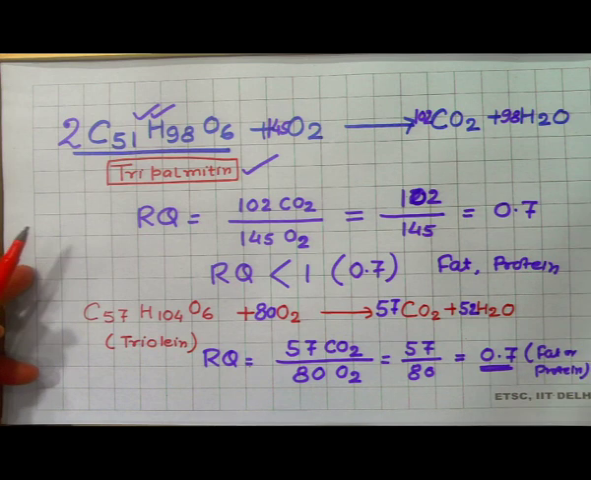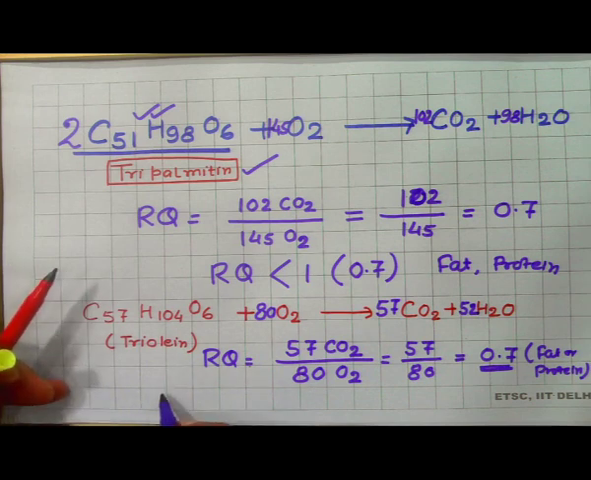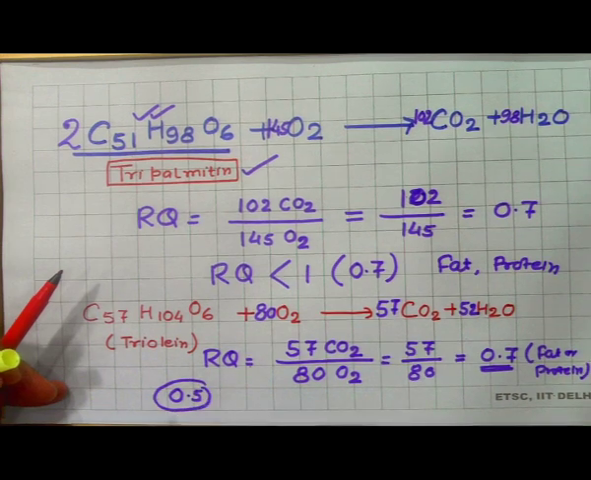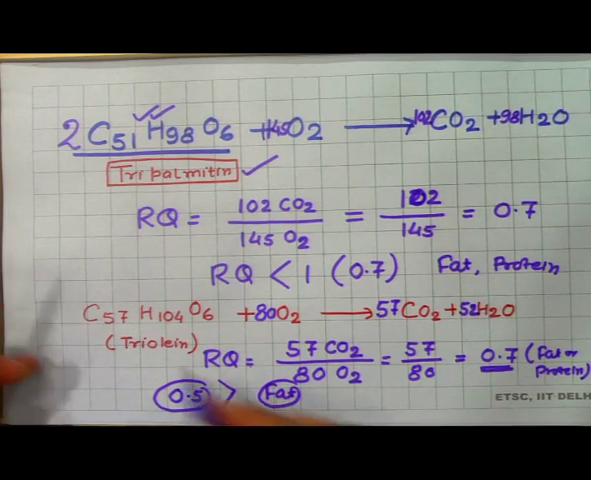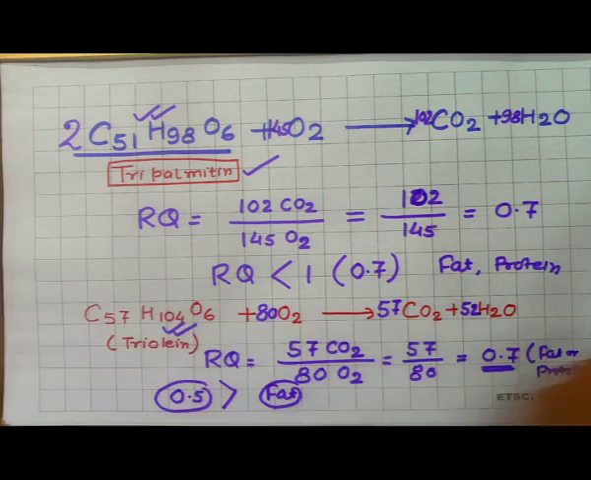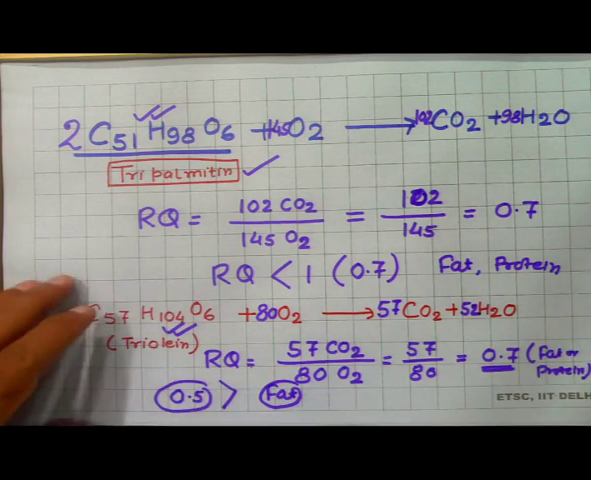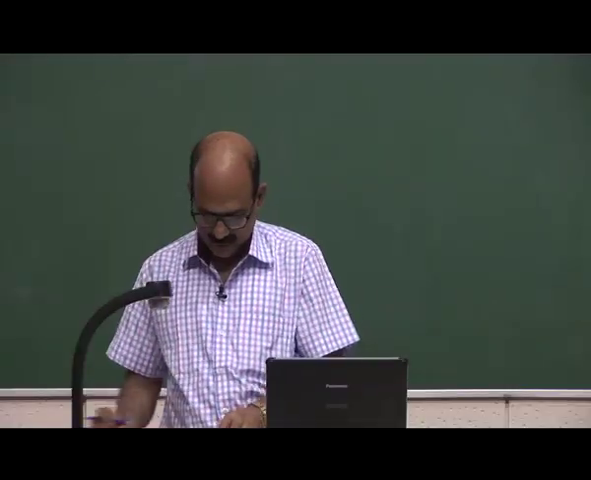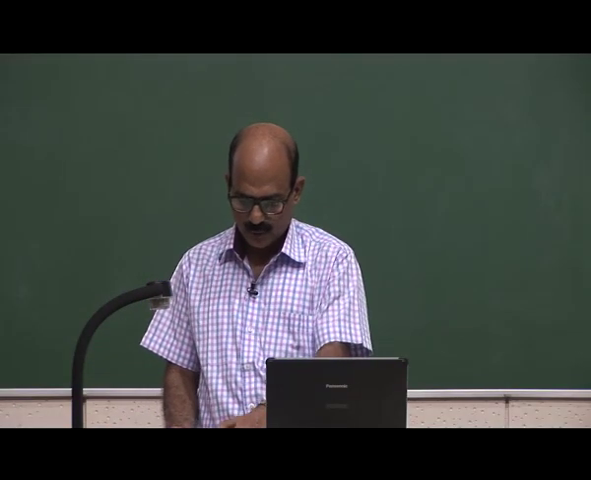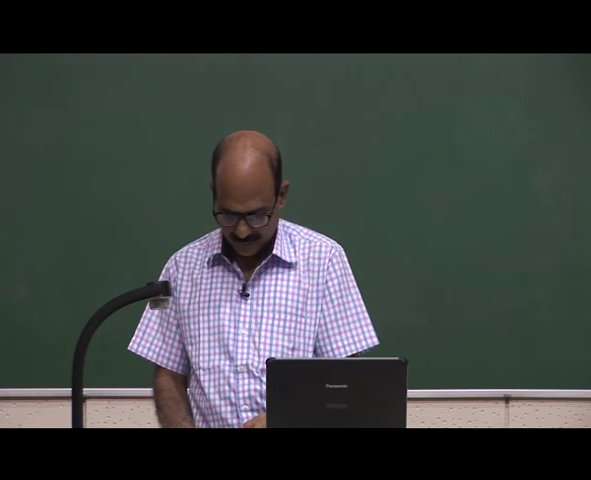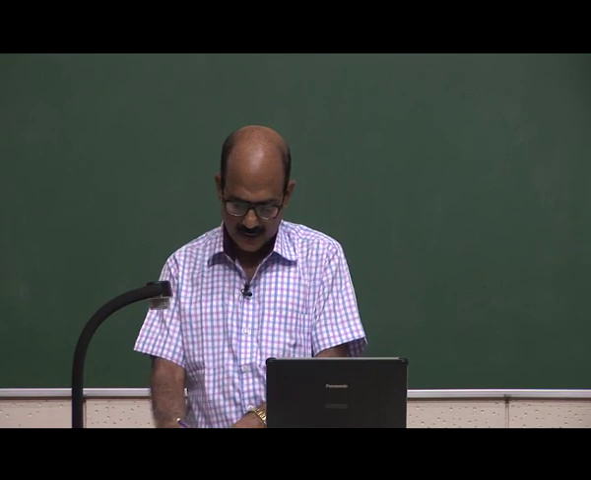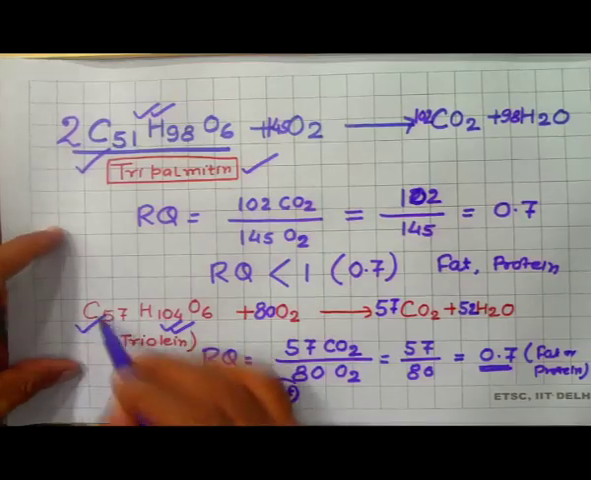For the protein, the RQ is more or less equal to 0.5. When it is more than 0.5, that will be fat. Triolein is also a type of fat, because here the RQ is 0.7. So in both reactions, we can say that when the RQ value is less than 1, then it may be protein or fats.